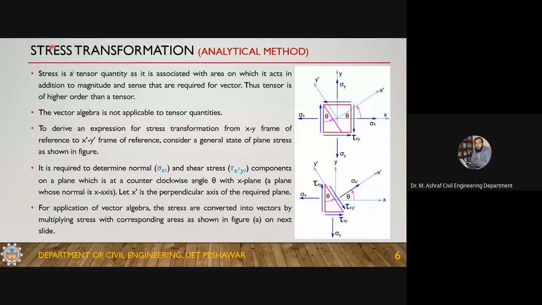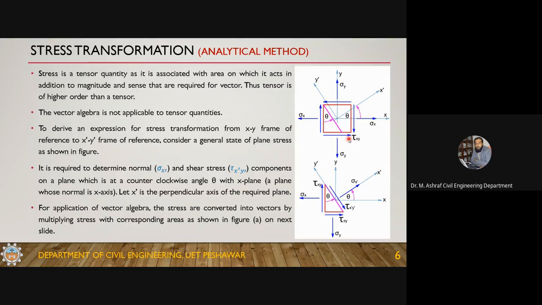So stress is a tensor quantity as it is associated with area on which it acts, in addition to magnitude and sense that are required for a vector. Vector requires what? Magnitude and sense, meaning the direction. But stress is a higher order quantity than the vector quantity, as it is associated with the area vector also. Stress is force acting on an area, force per unit area.